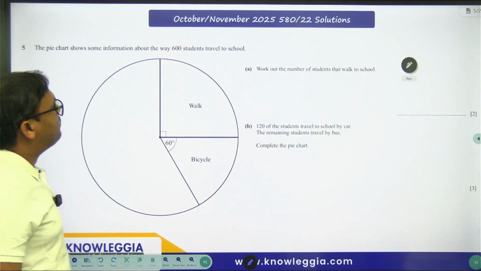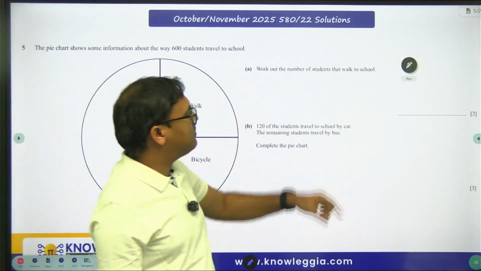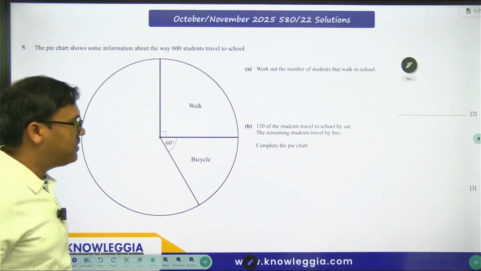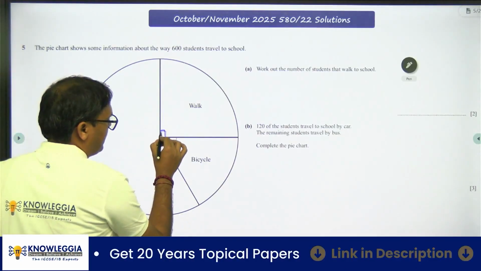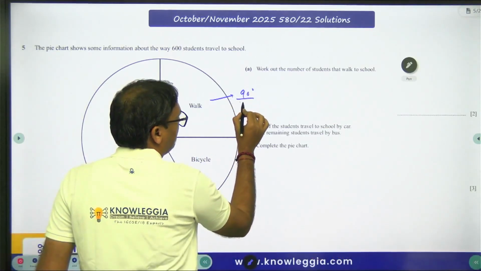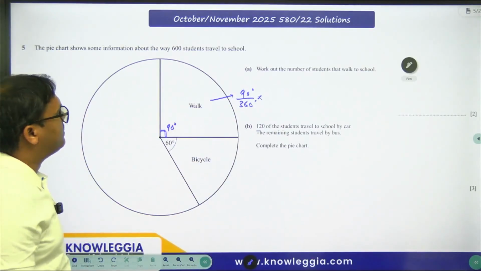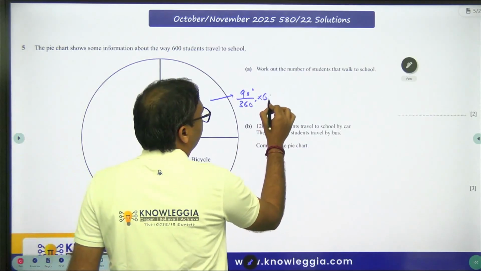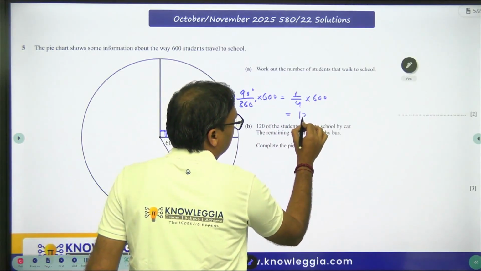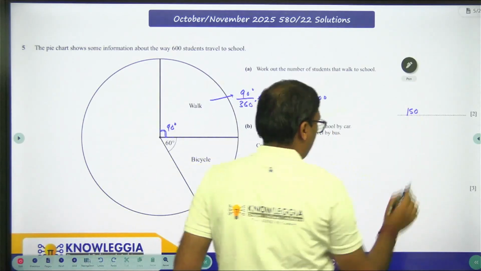A pie chart shows the information about 600 students traveling to school. The first part is work out the number of students that walk to school. So basically, this is the total information of 600 students, but this is the pie chart. This is 90 degrees. So how many students go here? Basically, this is 90 degrees divided by 360 degrees, or you can directly say 1/4 because this is a quarter circle. 1/4 of 600, which is 150. So what is the answer? This is 150 students. That is the answer.